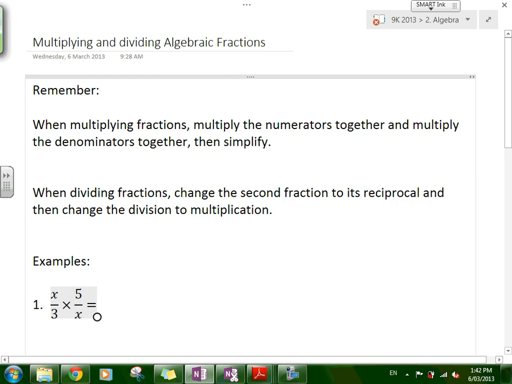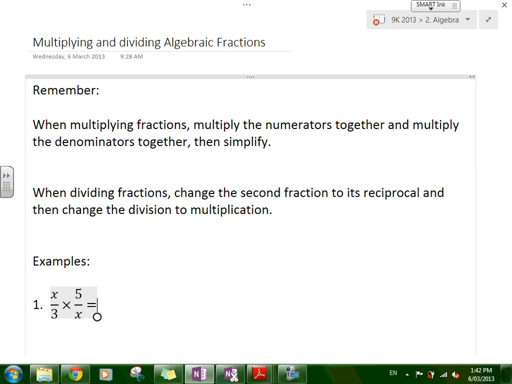Now, you need to remember, we're talking about multiplying and dividing algebraic fractions. So we treat them like any other fractions. When you multiply fractions, you multiply the numerators together, multiply the denominators together, and then you simplify. As in, if there's any common factors, you take out those common factors and it cancels out and you simplify.